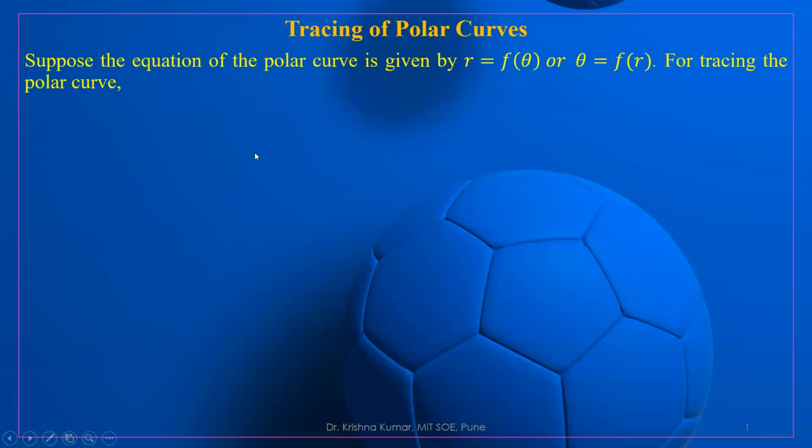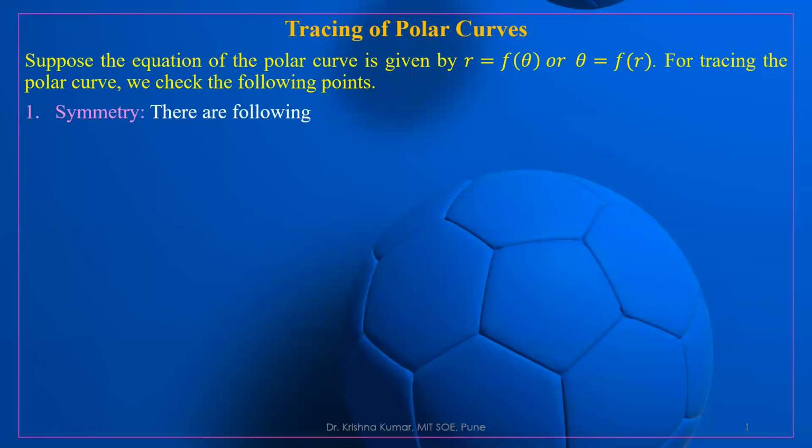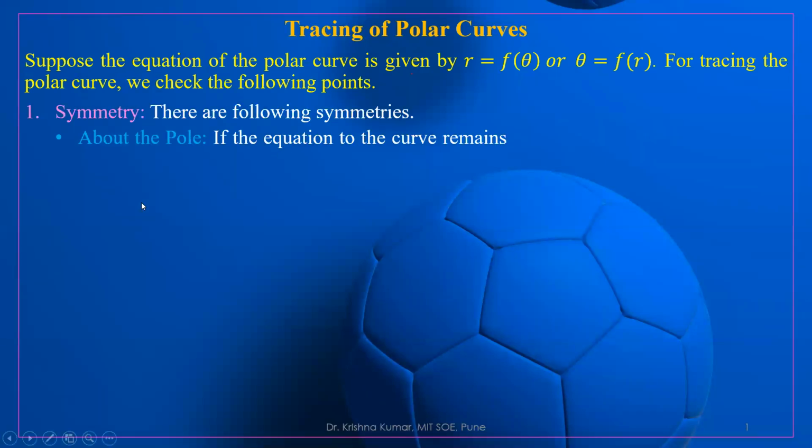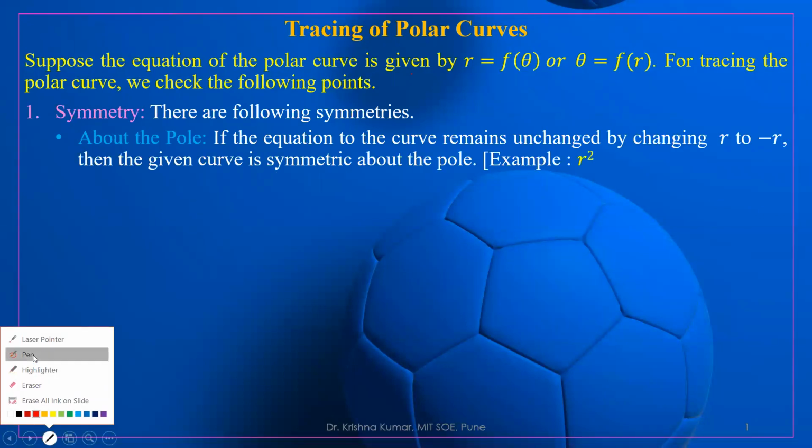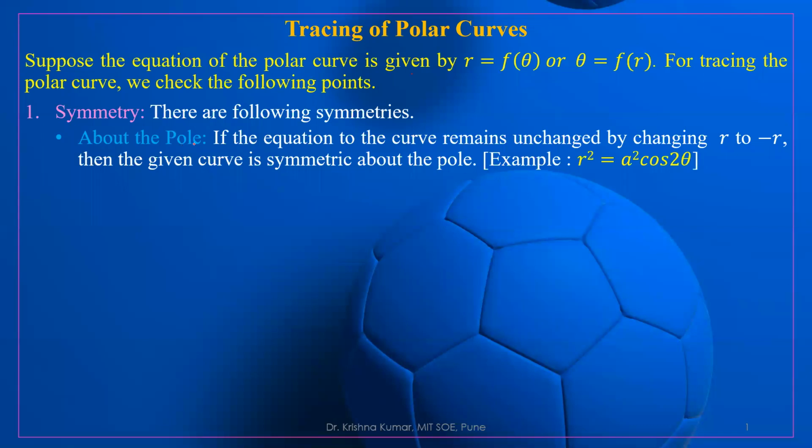If you want to trace that, we will check the following points. What is the first point? The first point is symmetry. There are three types of symmetry in the case of a polar curve. The first one is about the pole.